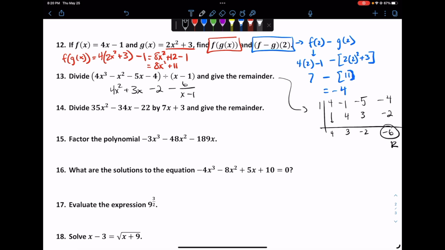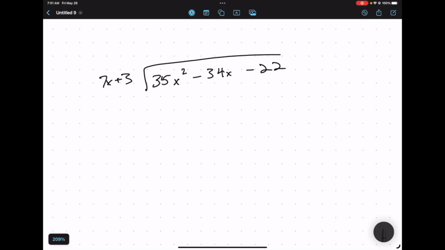All right, now we want to divide 35x squared minus 34x minus 22 by 7x plus 3 and give the remainder. All right, so we're going to set this up with long division here. So remember, long division, we're going to take the first term, which is 35x squared, and we're going to divide it by the first term out here. So that's 35x squared divided by 7x, and that's going to give us 5x. So that's going up top.